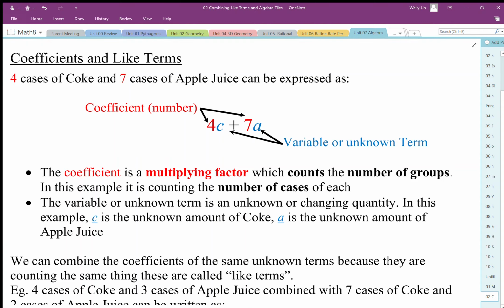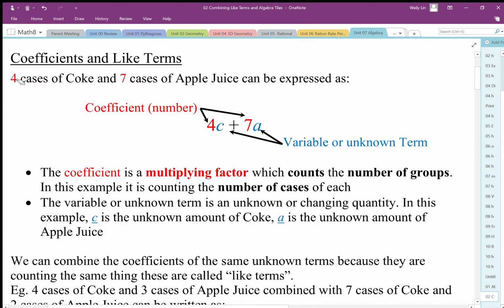When we're looking at algebraic terms, we need to know what these terms mean and what they represent. In an algebraic expression, we have a coefficient, which is the number part of that, and that tells us how many. And we have the variable term, which tells us the unknown part, or variable or unknown term. And this coefficient counts the number of these unknown or variable parts there are.